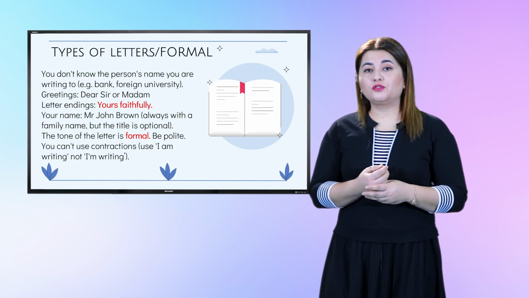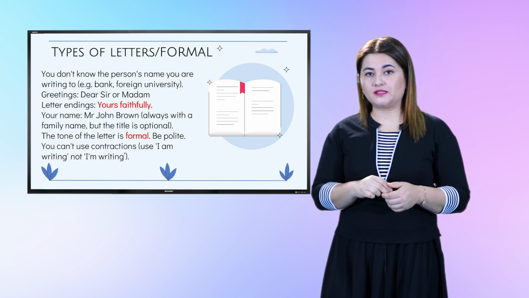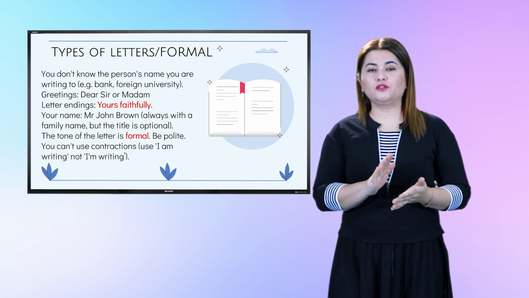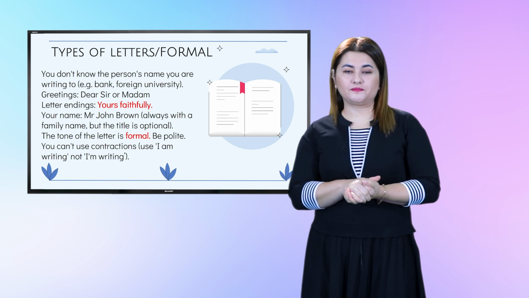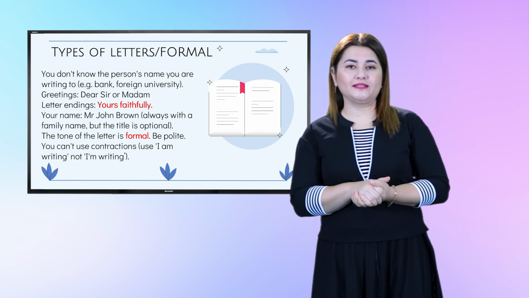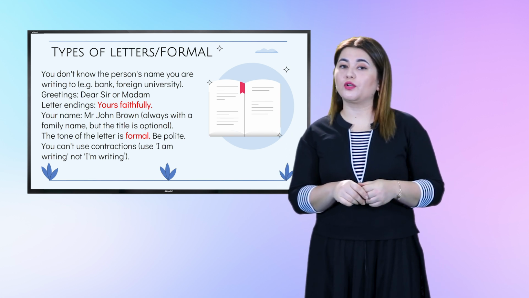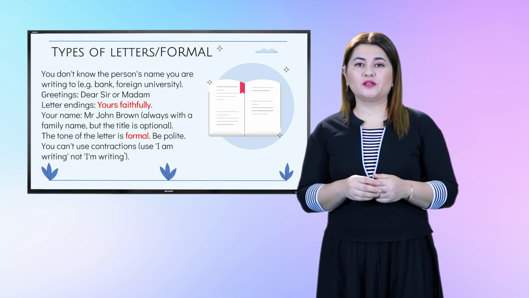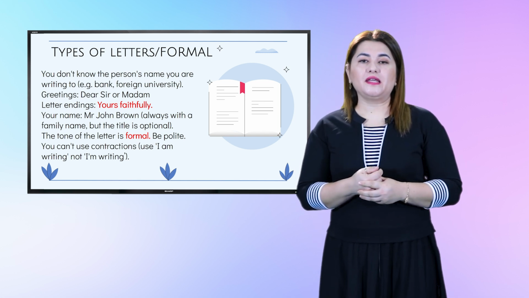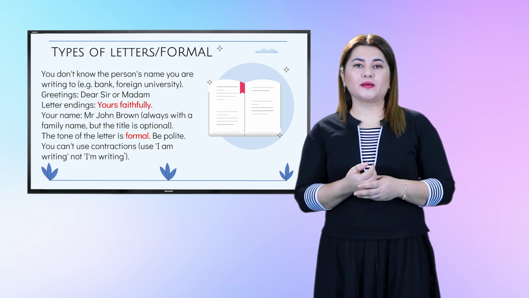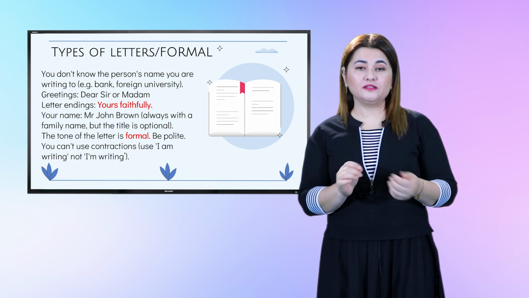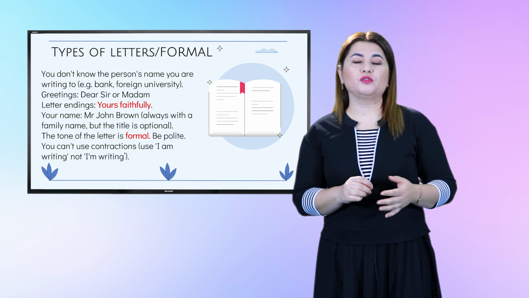Now I would like to talk about the types of the letters independently. So the first one is the formal letter. Usually a formal letter is written to a person whom you don't know. For example, let's say you are applying to the university and you are writing a letter to the professor whose course you want to take.